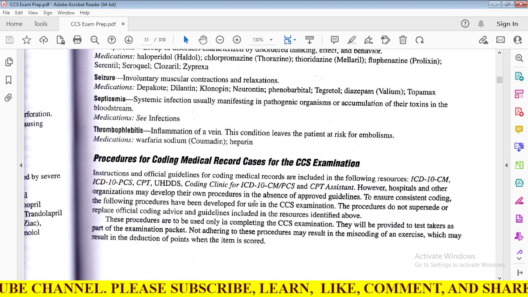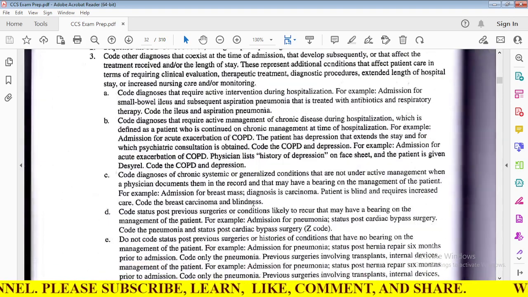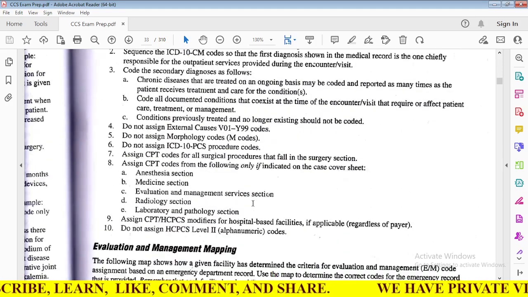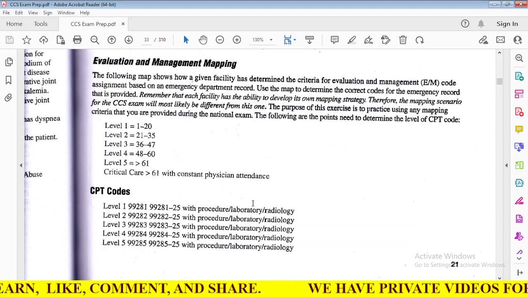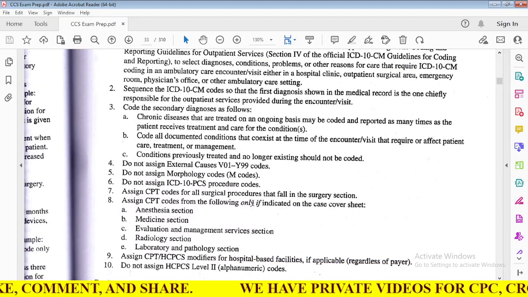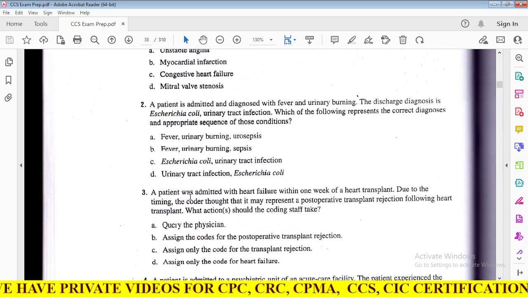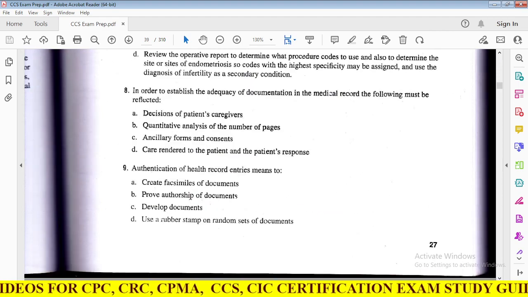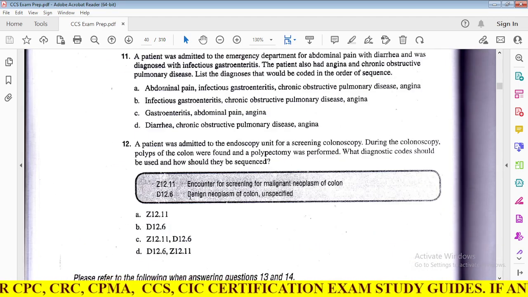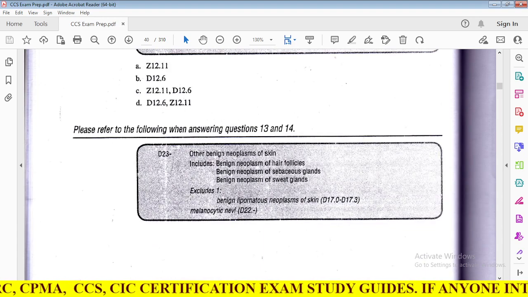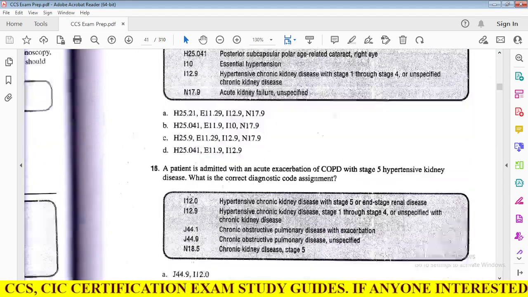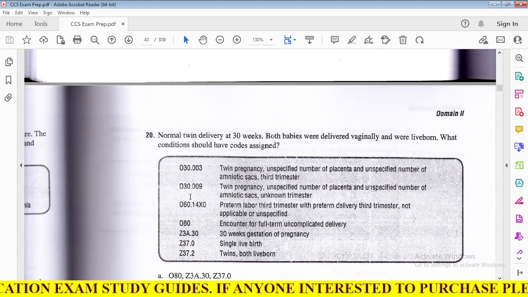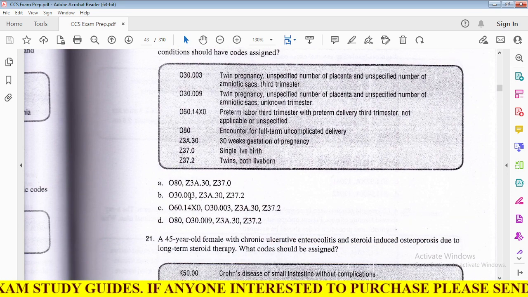Procedure for coding a medical record case for the CCS certification. Here you need to use all your guidelines: ambulatory care coding, evaluation and management. It is an old one, as I told you. These are the practice questions. You need to practice all these things. Here you need to assign procedures and diagnoses. Like this, you need to write the question answers using this study guide.